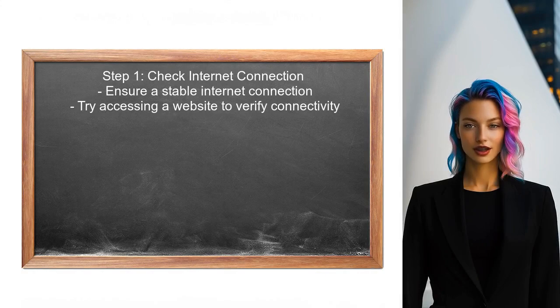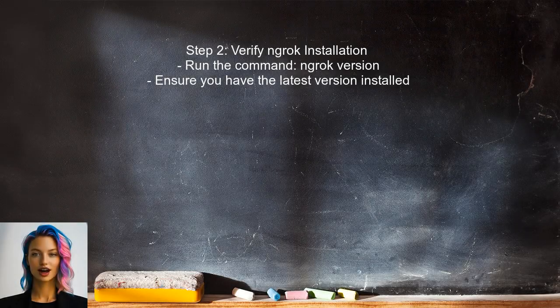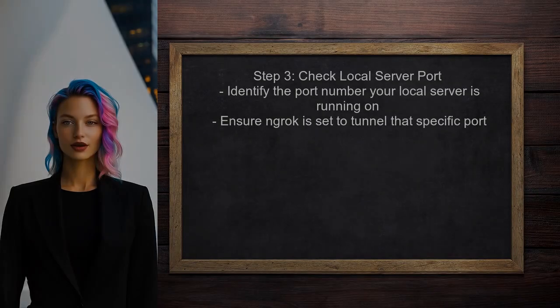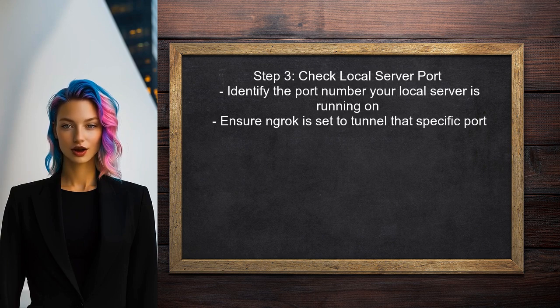To resolve the ngrok error page indicating a failed tunnel connection, the user should first check their internet connection. A stable connection is essential for ngrok to function properly. Next, the user should verify that ngrok is properly installed and up to date. They can do this by running the command to check the version of ngrok. After confirming the installation, the user needs to ensure that they are using the correct port for the tunnel. This means checking the local server's port number that ngrok is trying to connect to.